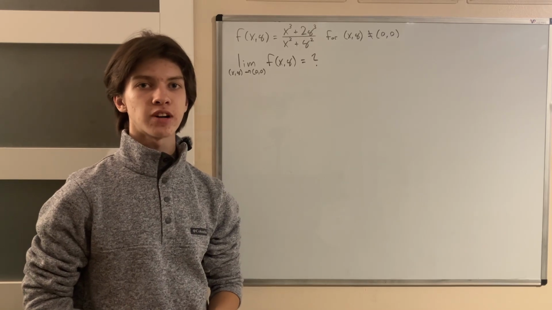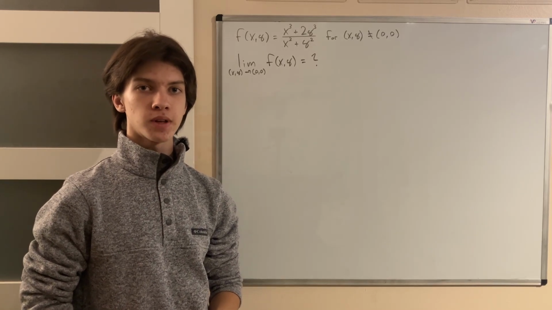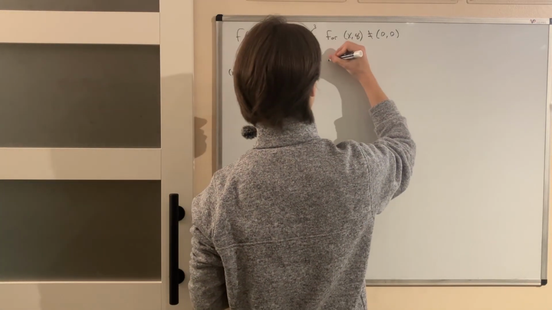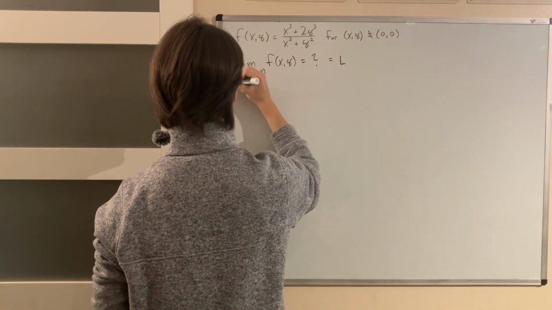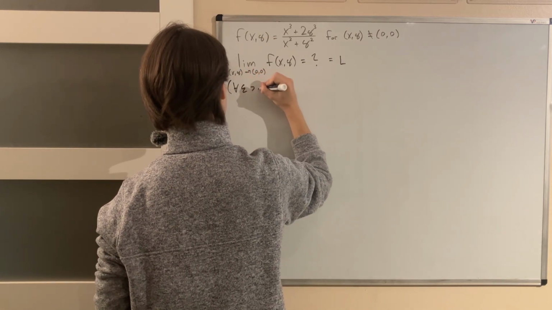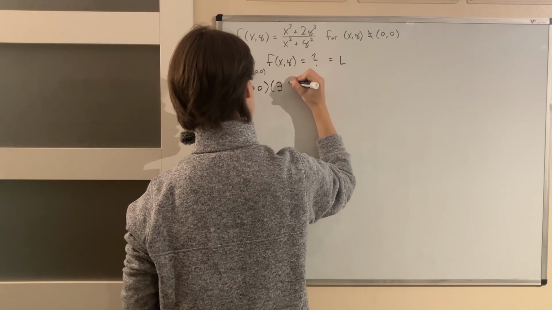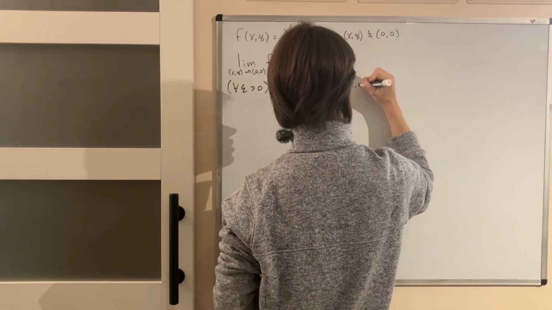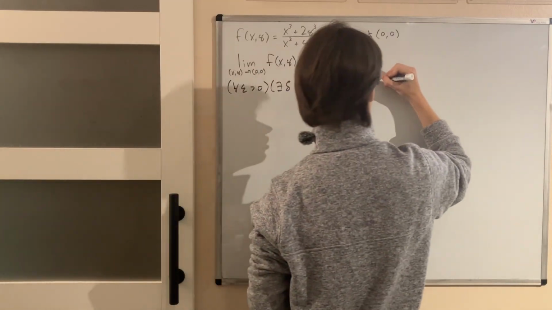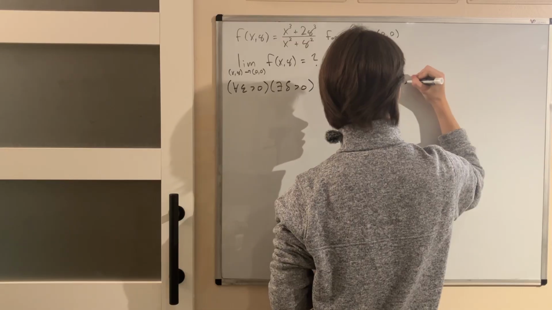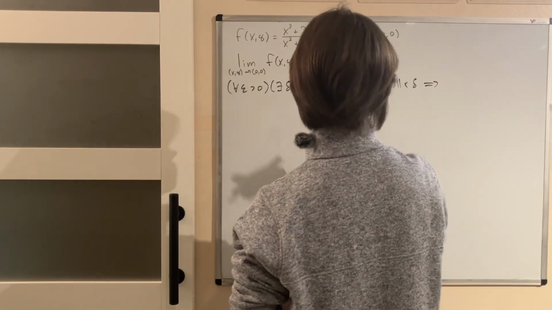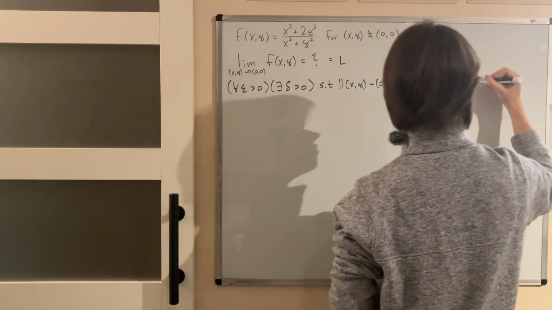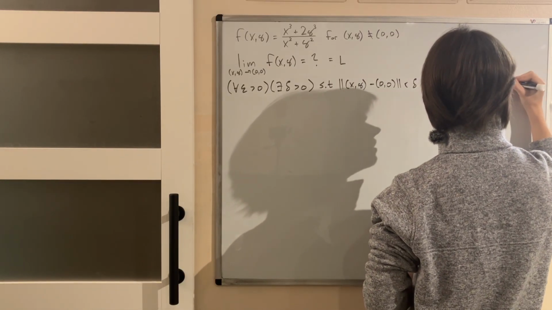I'm going to start by writing down the definition of a limit and then explaining what it means. So suppose that this limit does have some finite real value, and we can call that value L. Then we know by the definition of a limit that for all epsilon greater than 0, there exists a delta greater than 0, such that if the distance between any point (x, y) and where we're taking our limit to, the origin, is less than delta, then the distance between the value of the function at some point (x, y) and the value of our limit L is less than epsilon.